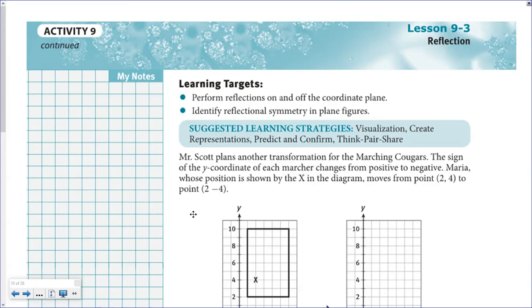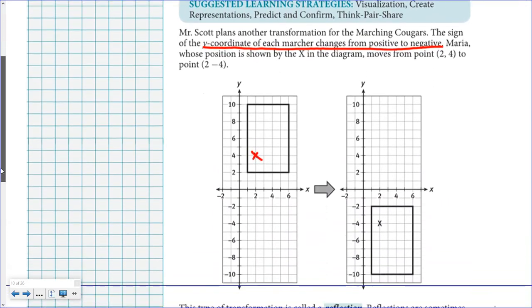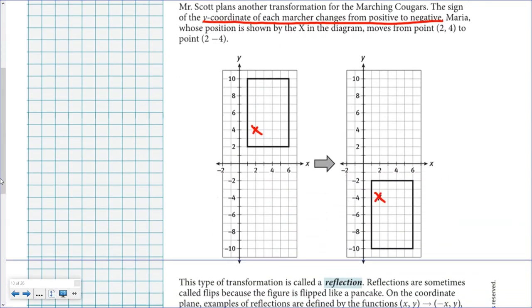All right, so today we are looking at lesson 9.3, using reflections. We're again going to be looking at the marching band for this high school. The transformation is going to change our y coordinate from positive to negative. So Maria, who is again at the x in our diagram down here, is going to move from the point (2, 4) to the point (2, -4). So in our transformation, she ends up here.